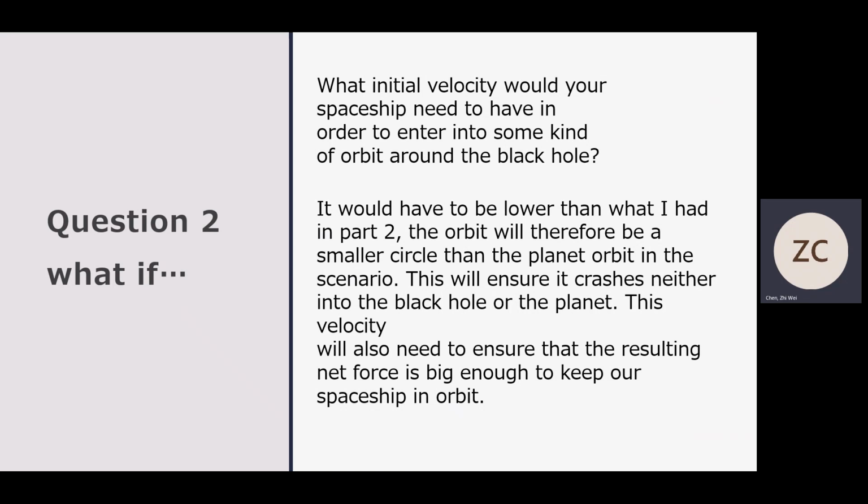So in order for the spaceship to enter some kind of orbit, its initial speed would have to be lower than what I had in part 2. The orbit will therefore be a smaller circle than the planet's orbit in the scenario. This will ensure it crashes neither into the black hole nor the planet. This velocity will also need to ensure that the resulting net force is big enough to keep our spaceship in orbit.